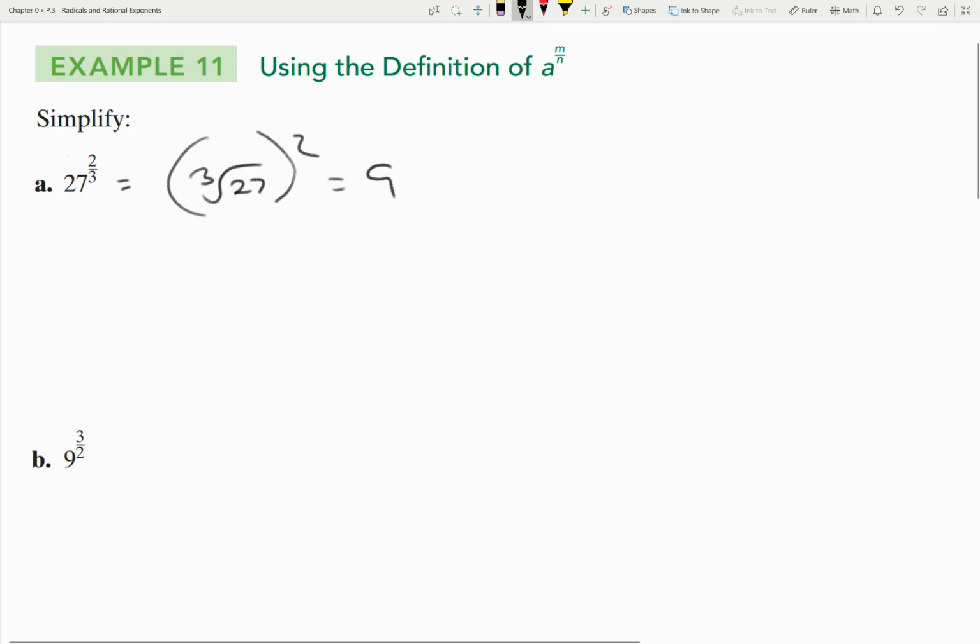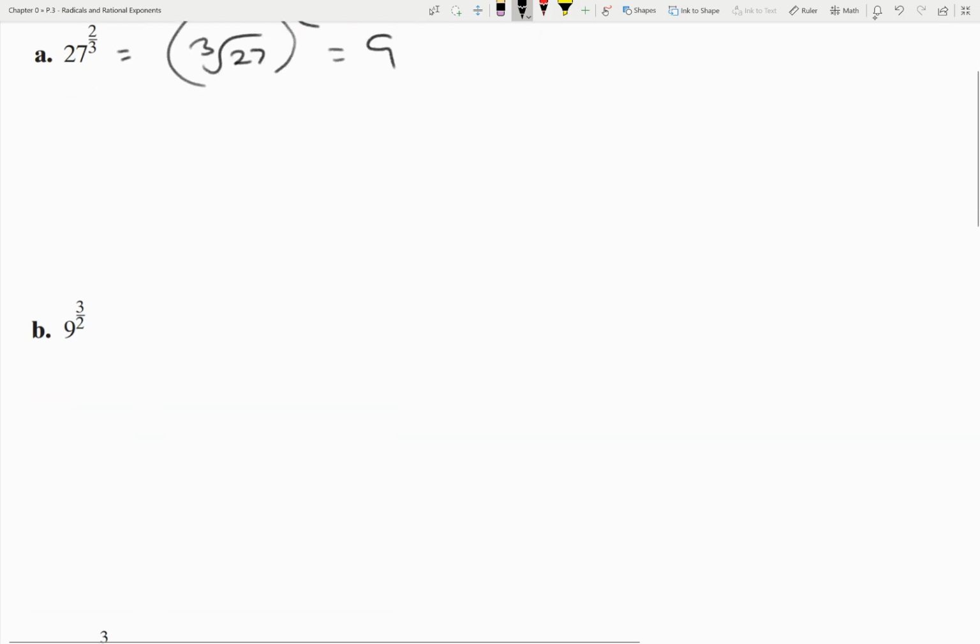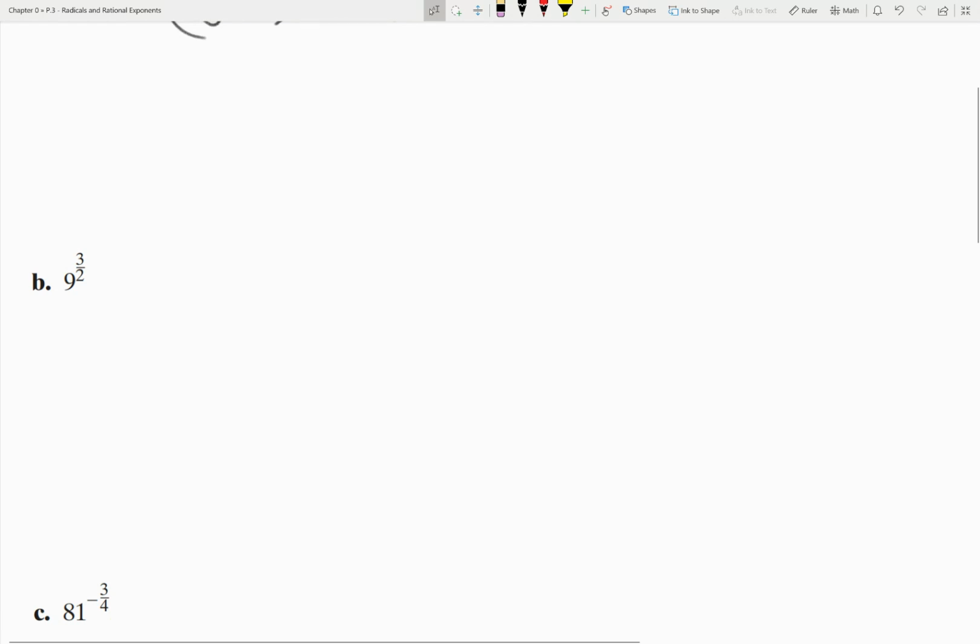So that's what we're talking about here: simplify or take the root first. So 9 to the 3 over 2 would give me the square root of 9, which is 3, to the third power, so that's 27. Okay, the square root of 9 simplifies to 3, then raise it to the third power.